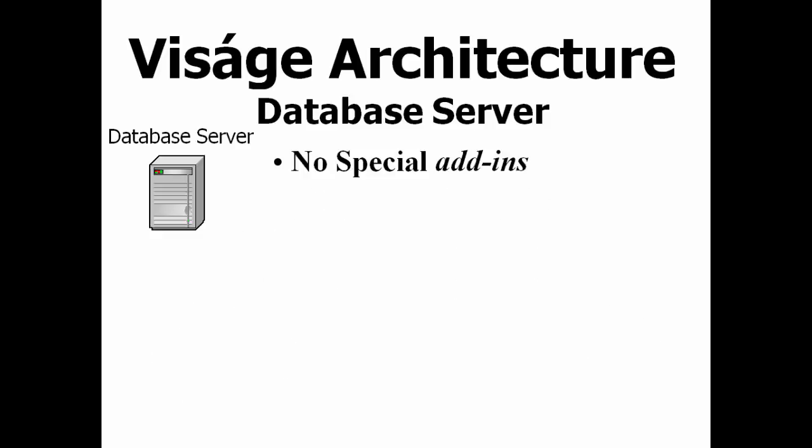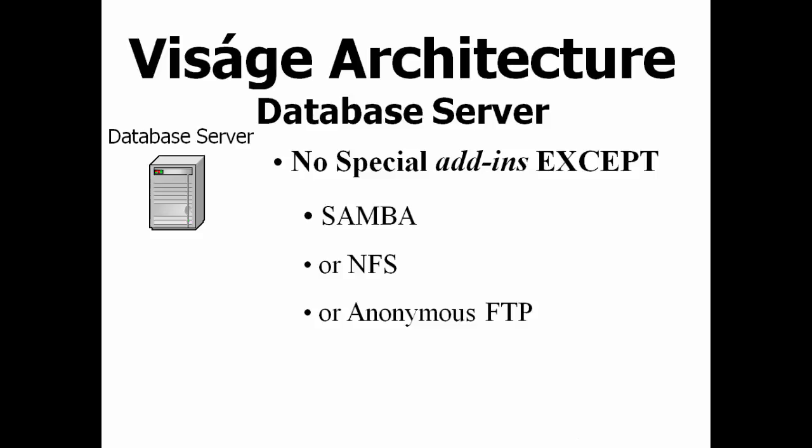There's no special add-ins back on the database server except to make things work. If you're talking about Unix or Linux or AIX or something, you would probably want to have Samba on that, or NFS, just to share a common file space with the Windows server, or you can also use anonymous FTP if you want. Our preference is in the order that they appear here. Samba is probably best and easiest, quickest. NFS and anonymous FTP if nothing else will work. And we also make use of named pipes in those environments as well.